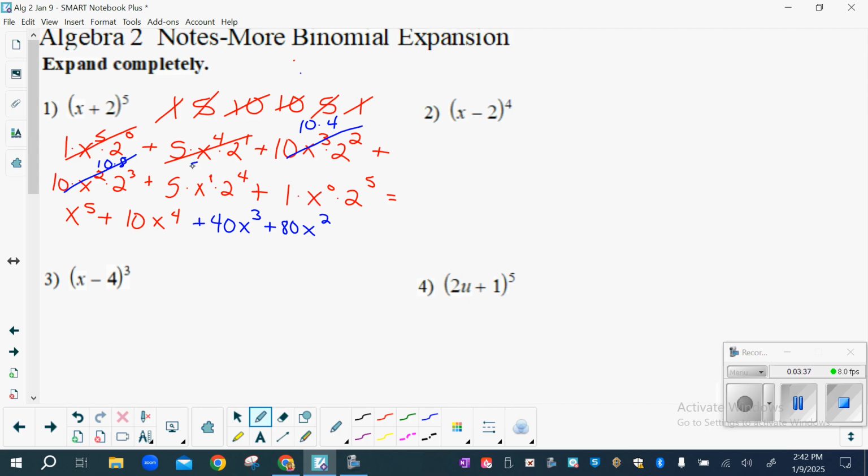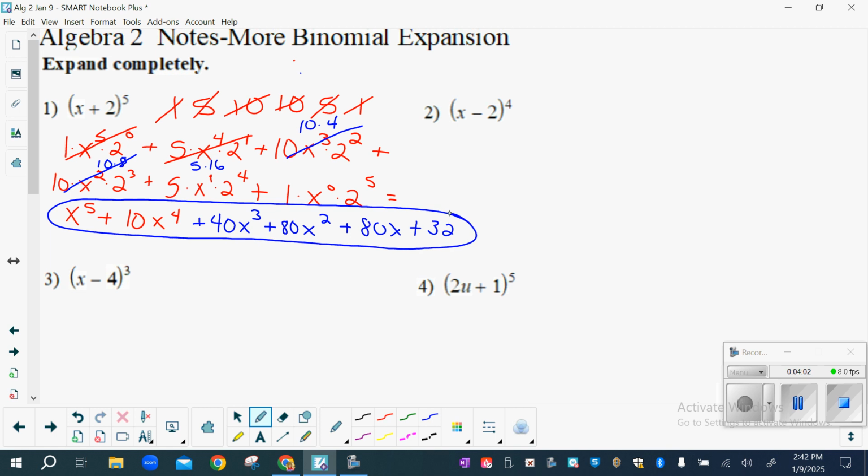2 to the 4th would be what? 16. And what's 5 times 16? I think you added. That's okay. 5 times 16 is 80 x. And then my last term is 32. What's different on number 2?